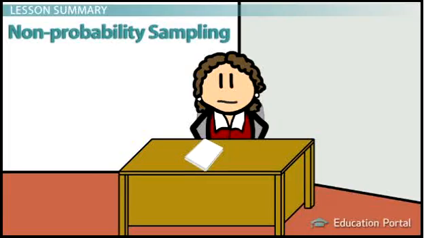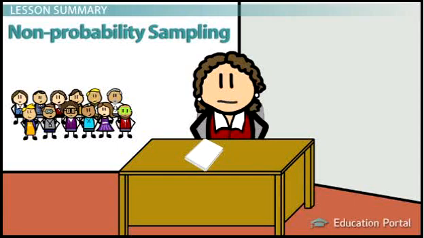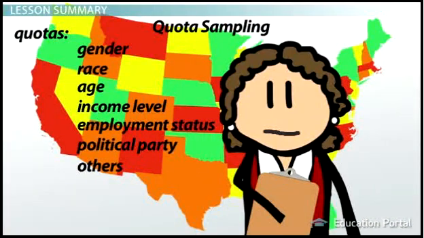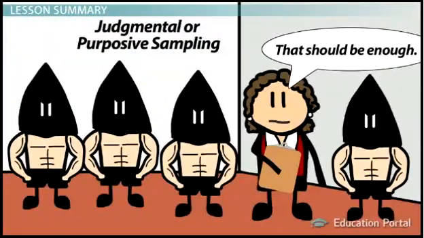Non-probability sampling is the method of choosing a study's sample in a non-random way. Three common techniques of non-probability sampling are convenience sampling, which involves choosing a sample based on the people who are readily available; quota sampling, which requires the researcher to set quotas based on the demographic information of the population; and judgmental or purposive sampling, which involves choosing a sample based on the judgment of the researcher.